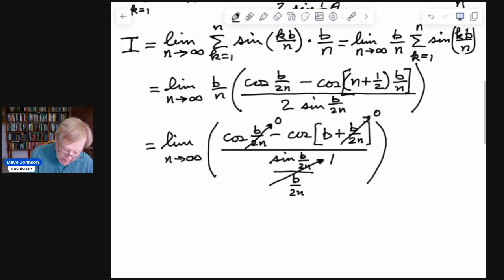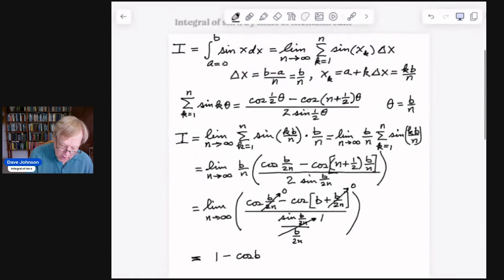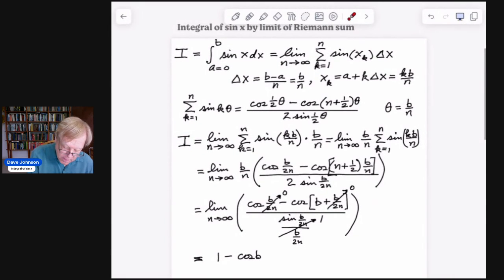And so we end up with, I've already taken the limit, so we get cosine of 0, which is 1, minus cosine b divided by 1. So that's the first part, because what I wanted to do was figure out what this integral was. But what we really want is the integral from a to b, where a is not necessarily 0. So let me do that next.